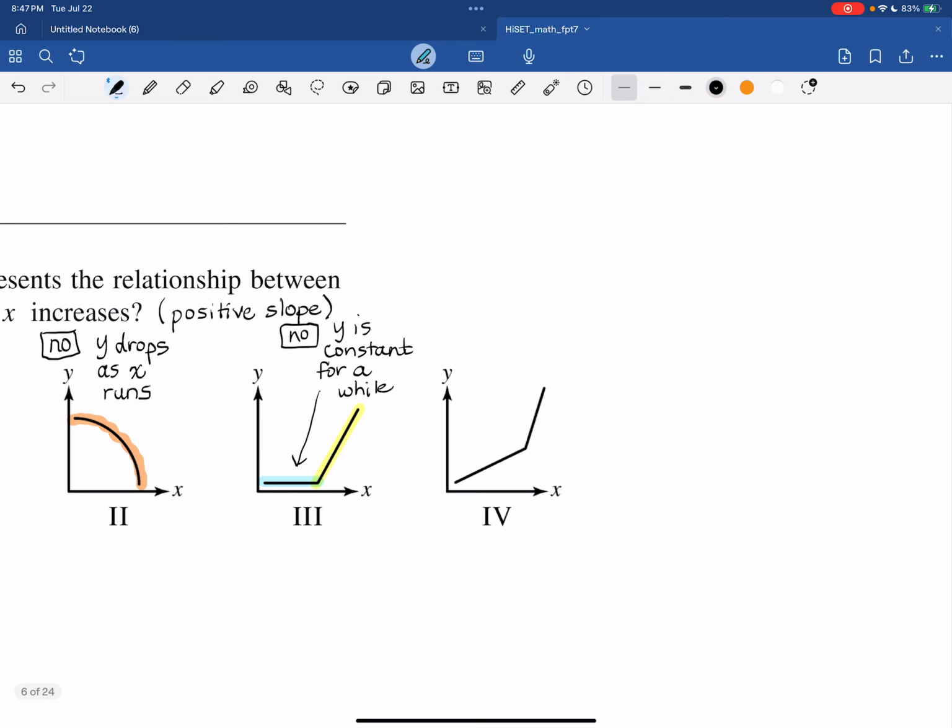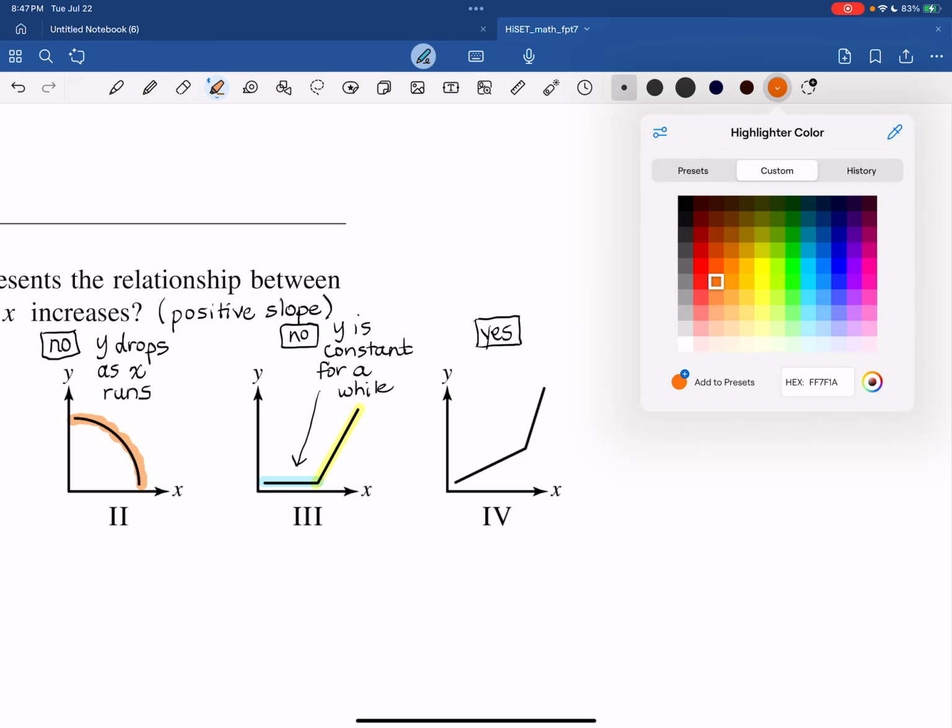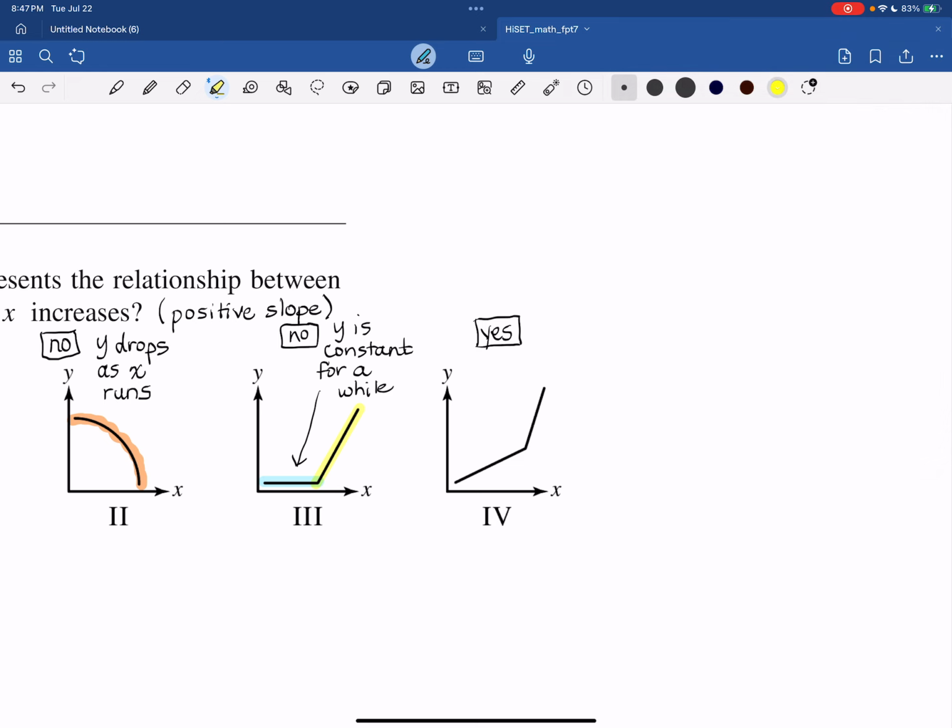4, I like this one. Now be careful. A lot of people would say this is not one of the choices because it's not constant. It's not a constant rate of change. In the beginning, there is positive slope, but it's not nearly as steep. It's like the thing rose for a while and then it took off almost vertically. But it is consistently positive. It's going in the right direction.